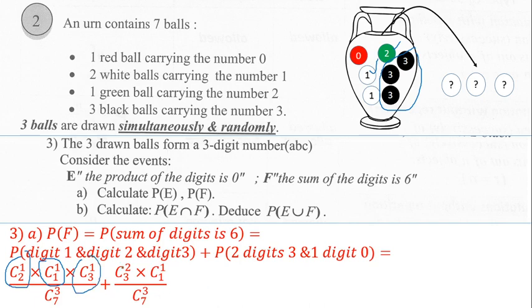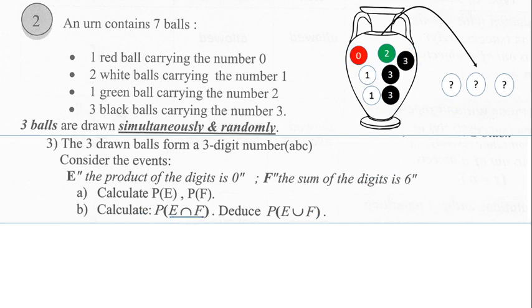Or choose 2 out of 3. The 3 here is not meant by the number 3, no. We have 3 balls. Choose 2 of these 3 balls, and you will get 3 plus 3, which is 6. And choose one of this, and you will get the answer using your calculator.